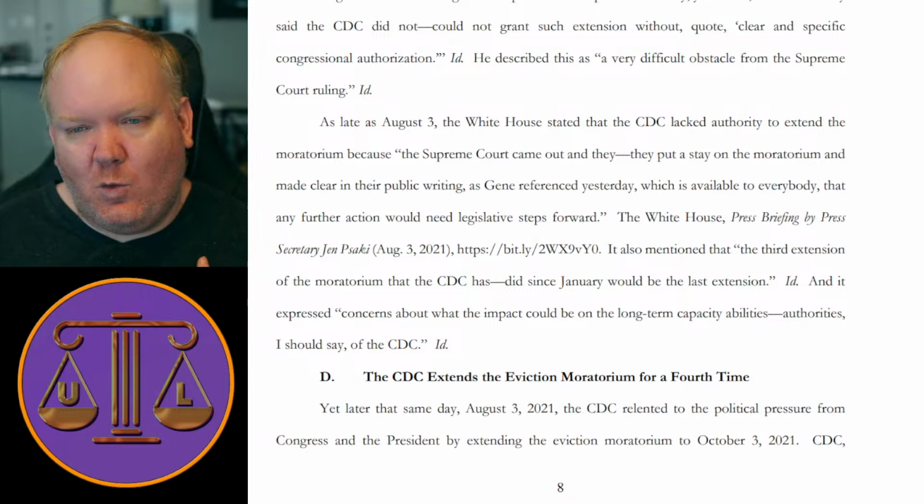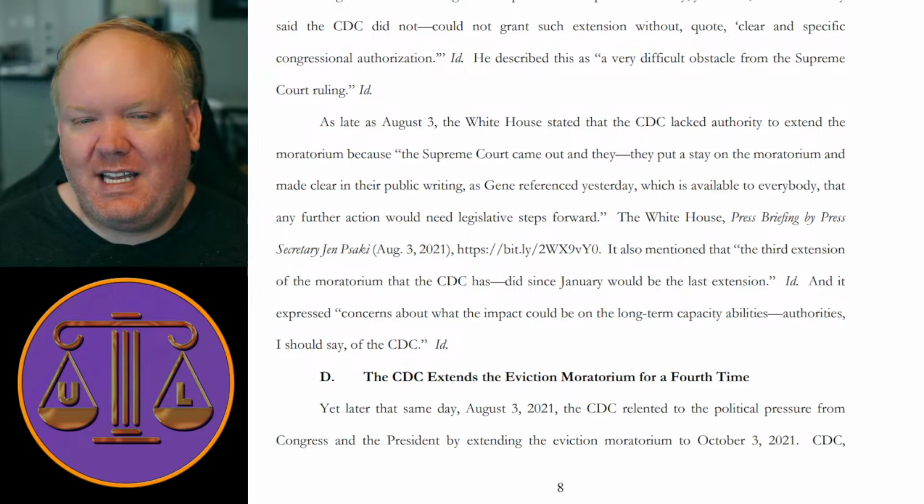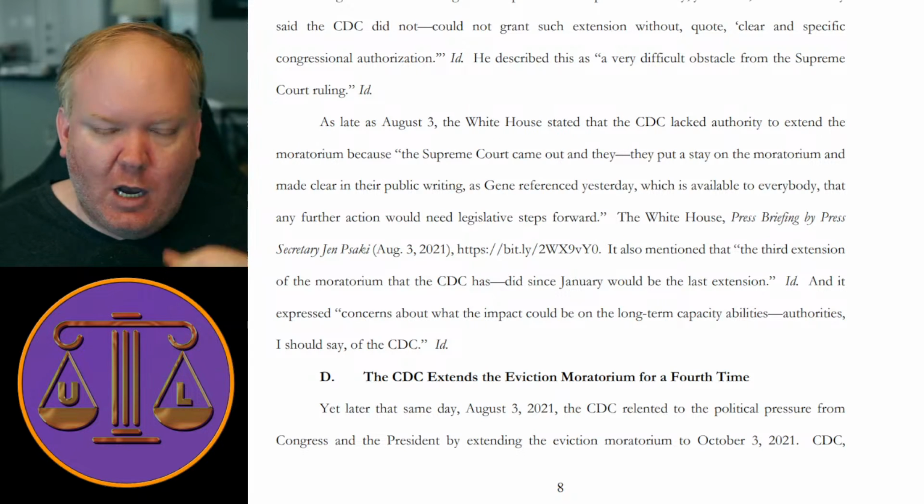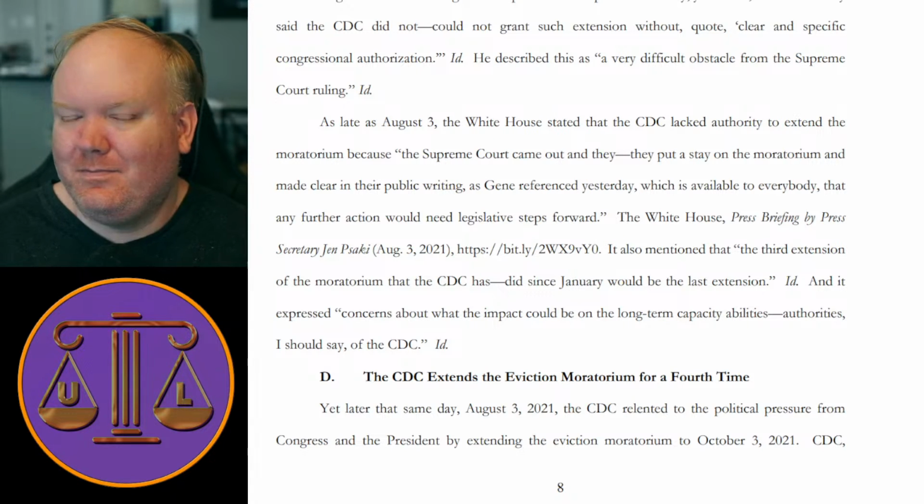As late as August 3rd, the White House stated the CDC lacked authority to extend because the Supreme Court came out and put a stay on the moratorium and made clear in their writing, which is available to everyone, that any further action would need a legislative step. It also mentioned the third extension of the moratorium the CDC has done since January would be the last extension, and expressed concerns about what the impact could be on long-term capabilities. Authorities, they say, of the CDC.